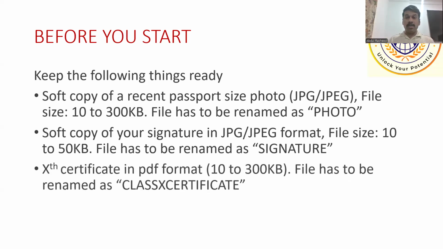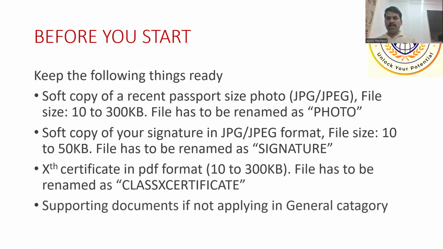Then the 10th certificate in PDF format, 10 to 300 kilobytes, and it has to be named as class 10 certificate. Supporting documents, if any: if you are applying in the general category, you don't need it. If you are applying in any other category like OBC, SC, then you need to keep the supporting documents with you.